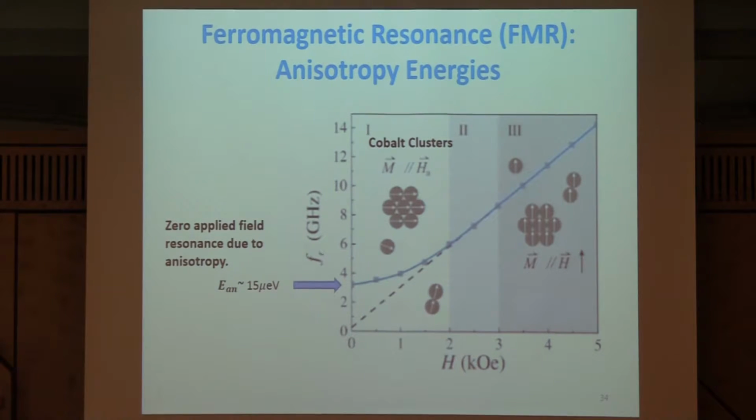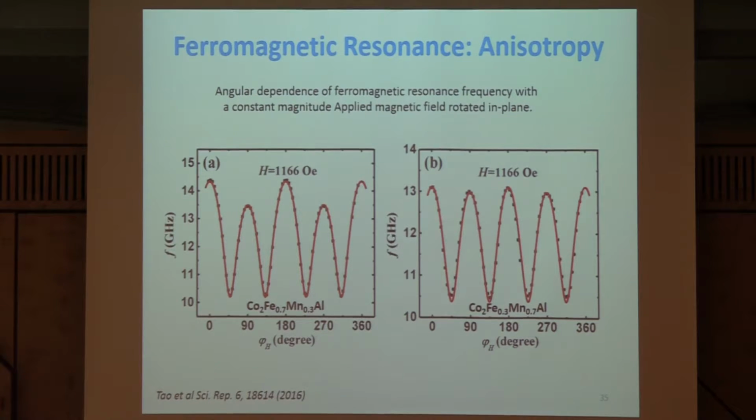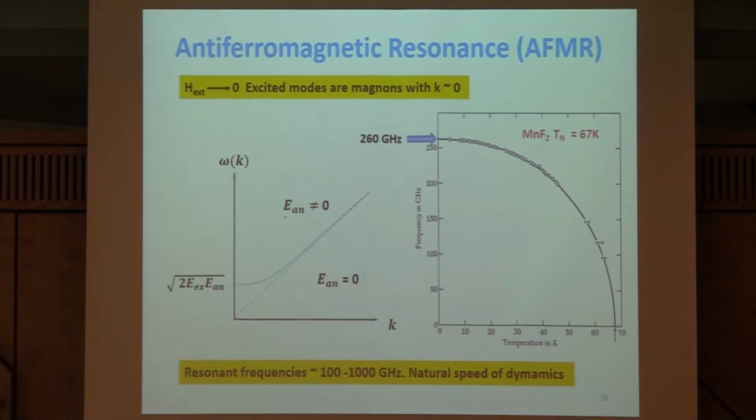There's an example of some cobalt clusters where it has anomalously large anisotropy, because they're all lining up in rows or something. But you can see the qualitative behavior, and you can do ferromagnetic resonance as a function of field. Also you can get information about the symmetry and quantitative information about the anisotropy as well. But we were interested in the antiferromagnets.